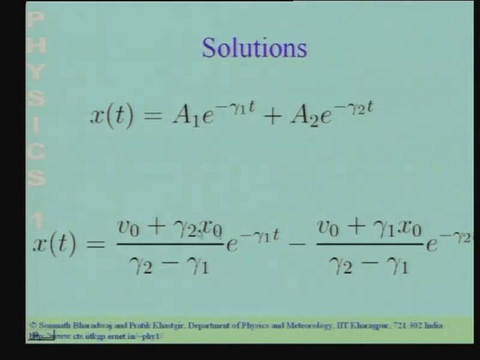So, you can set V naught equal to 0 and it will give you the solution. You see that you have both the roots, e to the power minus gamma 1 t and e to the power minus gamma 2 t. Now, gamma 2 is quite large, so this particular solution is going to decay very fast. But for very high damping, gamma 1 is very small, so this particular solution is going to decay extremely slowly.